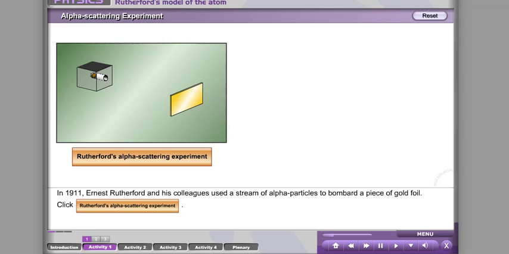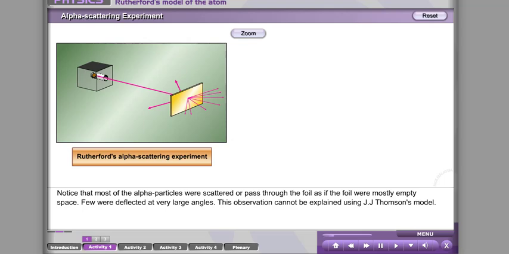In 1911, Ernest Rutherford and his colleagues used a stream of alpha particles to bombard a piece of gold foil. Click the Rutherford's alpha scattering experiment button. Notice that most of the alpha particles were scattered or passed through the foil as if the foil were mostly empty space. Few were deflected at very large angles.